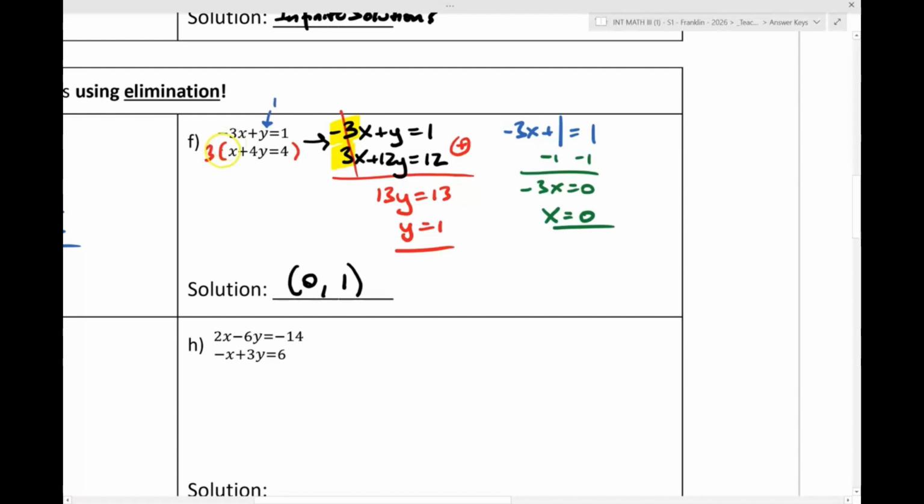So if you don't have opposites on your equations, you will have to multiply one or potentially both by some number to get there to be a pair of opposites that when you add, they cancel out.